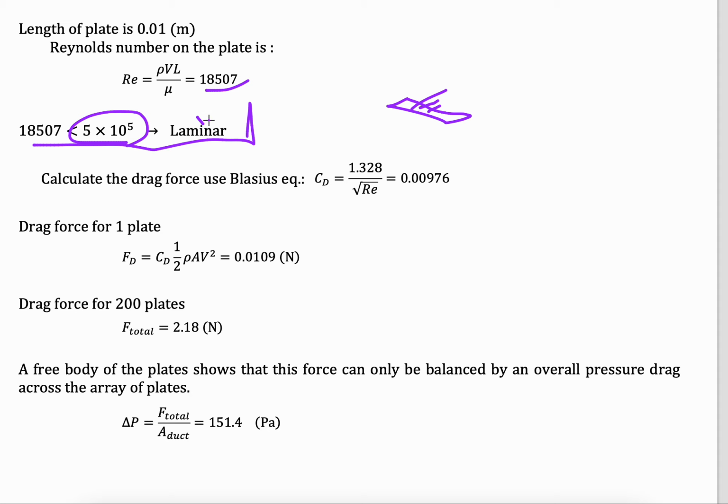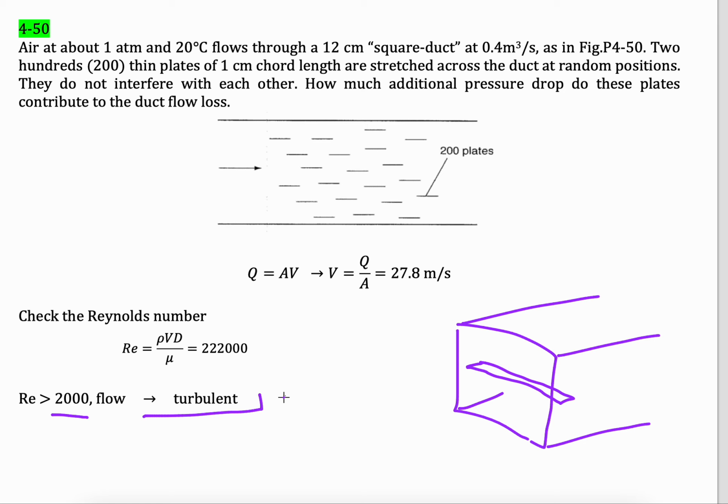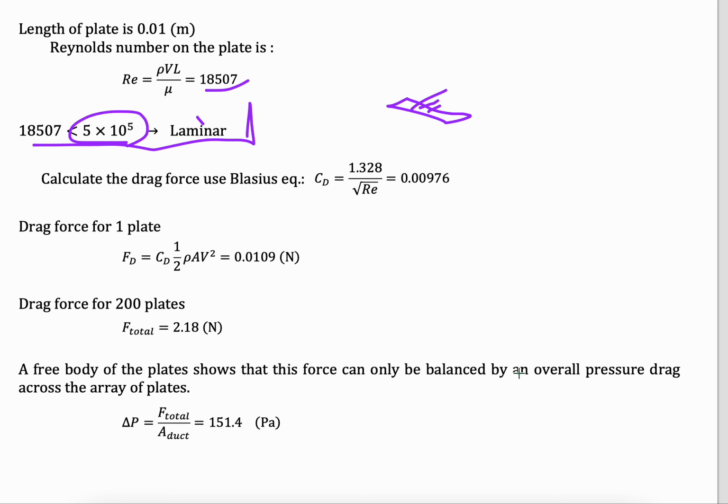So here, please be careful, because we are using the idea of flow in pipe when we are evaluating the flow inside this duct. And then when we evaluate the flow on this fin, we need to use the idea of flow on a flat plate. So we need to use that limit to determine whether it is laminar or turbulent.